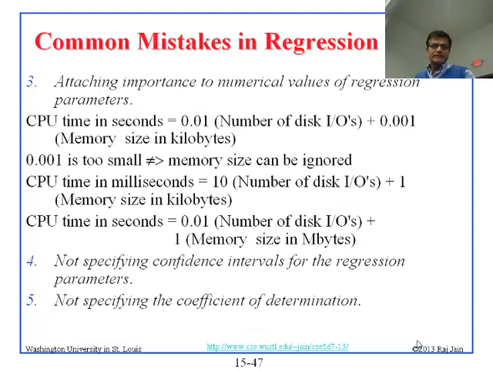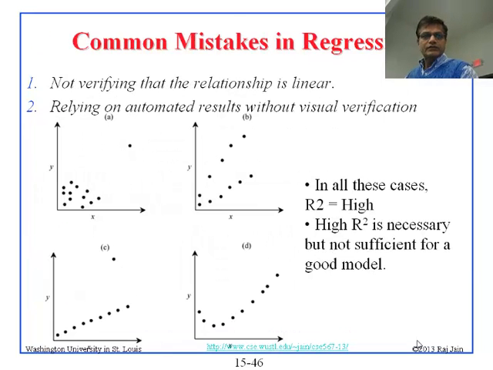So now let's summarize with the common mistakes. And actually the first two we already said: not verifying that the relationship is linear, and then relying on the automated results without visual verification. So there are lots of packages, and people just use the package and present the results, publish the results. They never have time to look at the results, look at these things in detail. And so the same thing happened. For example, we were talking about my student doing some regression, and he did it, and basically I asked him to then look at the visual graphs, and we found something different.